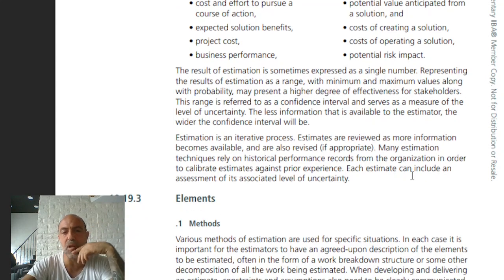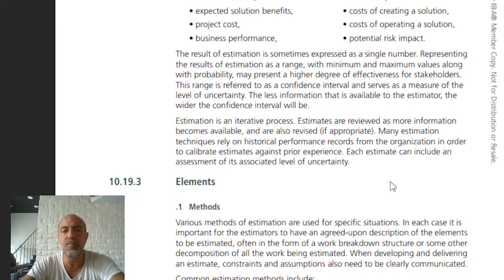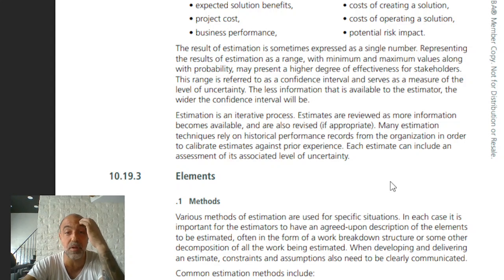Amazing. The result of the estimation is sometimes expressed with a single number, or as a range with minimum and maximum values, where probability may be present, with higher degree of effectiveness for stakeholders. I imagine it's more than one number, but ultimately, because we're talking costs right now, they're directly talking about physical cash. This range is referred to as a confidence interval and serves as a measure of the level of uncertainty. The less information that is available to the estimator, the wider the confidence interval will be.